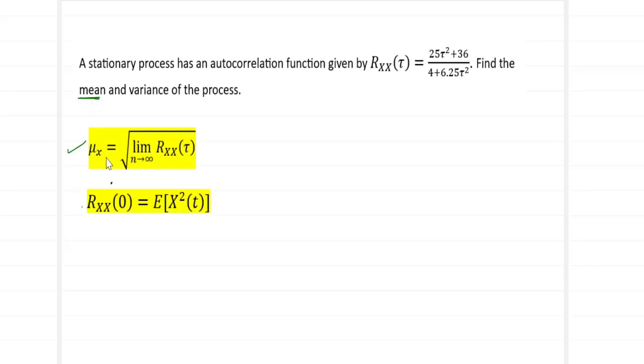It is given by the formula mu x, which is limit n tending to infinity of Rxx of tau. So this is my Rxx of tau. I'll have to allow this tau over here and tau over here to tend to infinity. What will be infinity by infinity? Infinity by infinity is going to be an undefined form. So before allowing the limit to tend to infinity, what we have to do is take this tau square outside.